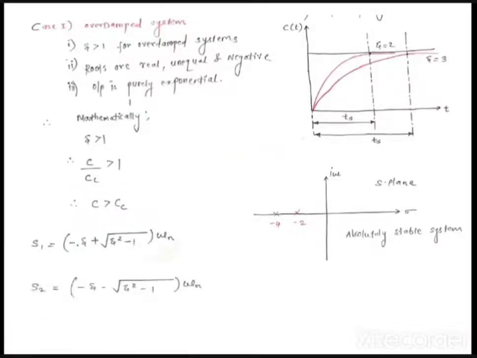Now C is greater than Cc. Now what are the two roots? I have two roots. S1 is equal to -zeta plus square root of zeta square minus 1, and S2 is equal to -zeta minus square root of zeta square minus 1. So now for analysis, I will consider these two roots.